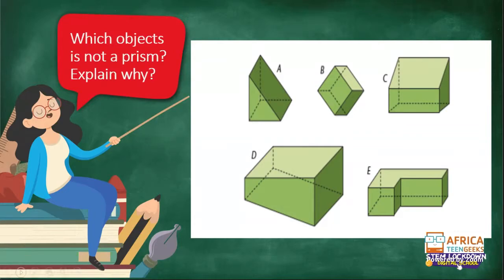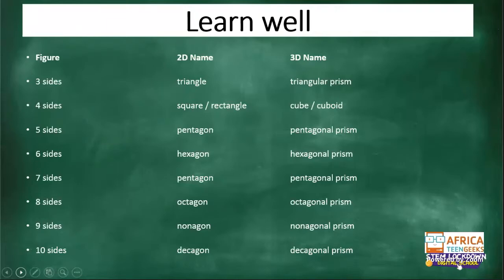Thank you. Let us move to our next slide, which might be our last slide. I think this is our last slide. All right, so here we're going to learn the figure 2D name and a 3D name, right? Going to learn the figure, which is how many sides a 2D has and what type of 2D, and if it is a 3D, what type of 3D it would be, right?